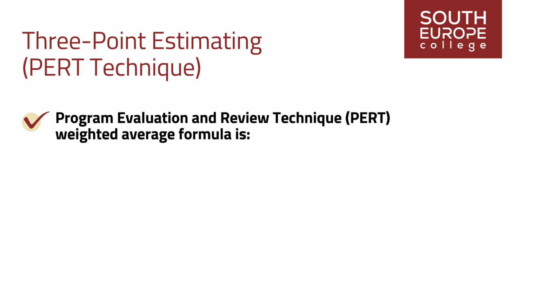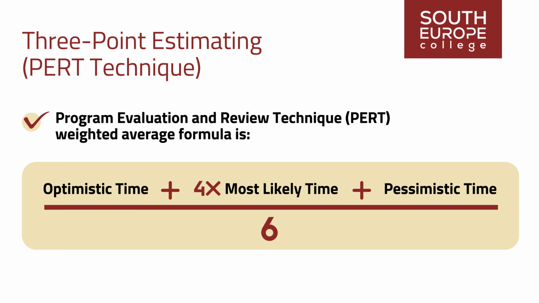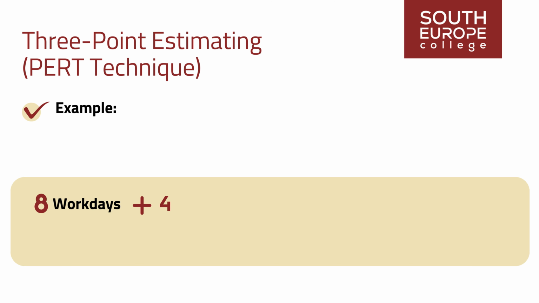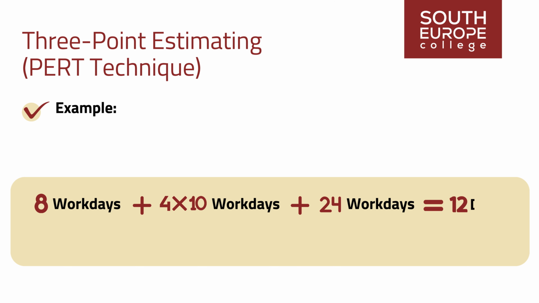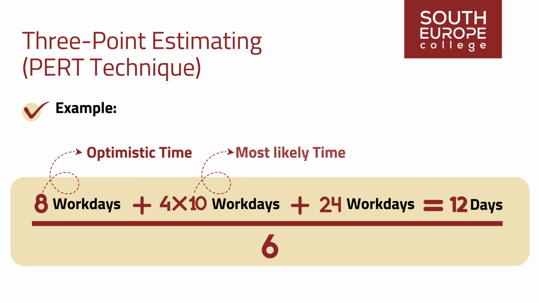Program evaluation and review technique weighted average formula is optimistic time plus 4 multiplied by most likely time plus pessimistic time, all divided by 6. Example: 8 workdays plus 4 multiplied by 10 workdays plus 24 workdays equal 12 days, all divided by 6, where 8 equals optimistic time, 10 equals most likely time, 24 equals pessimistic time.